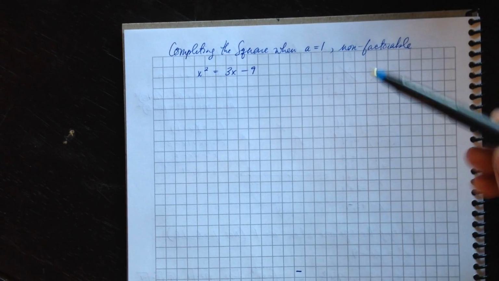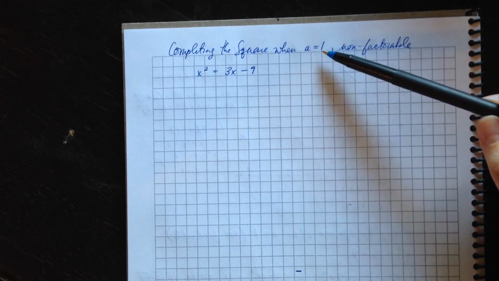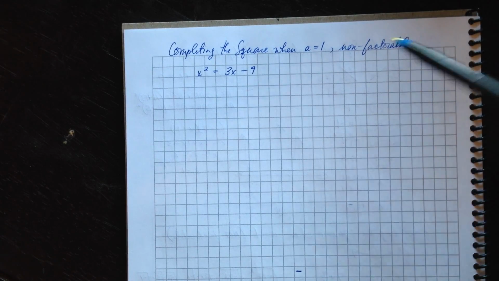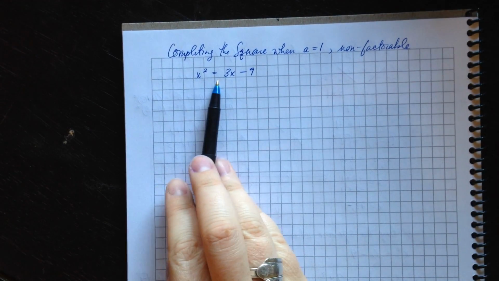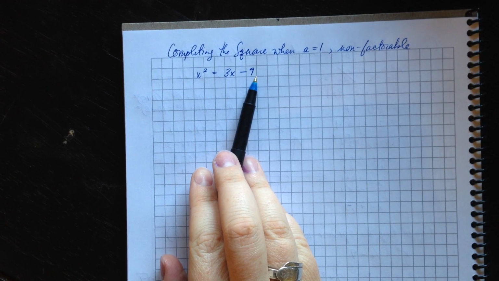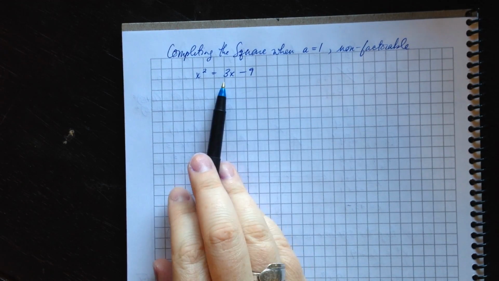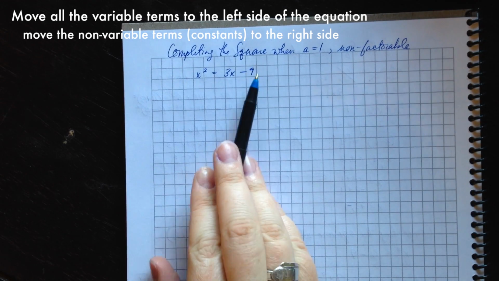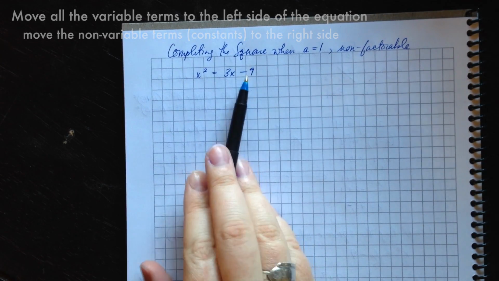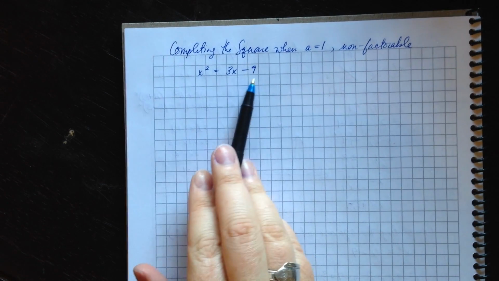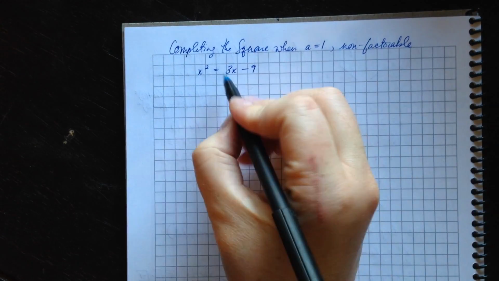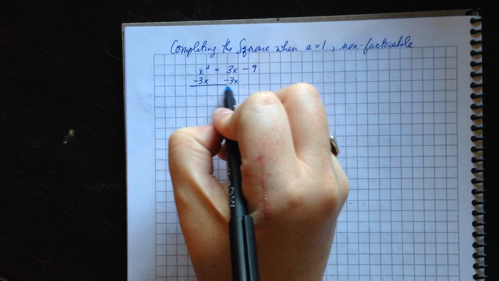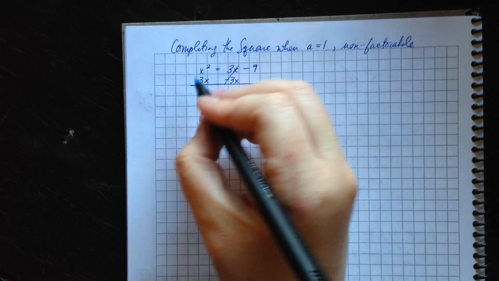Okay, let's complete the square when a equals 1 for a non-factorable quadratic equation. I have made this problem x squared equals 3x minus 9. Just like before, we need to make sure that all of our variable terms are over on the left side and our non-variable terms are on the right side. Right now, our negative 9, there's our non-variable term. It's on the right side already. But our 3x is not, so we subtract 3x from both sides.